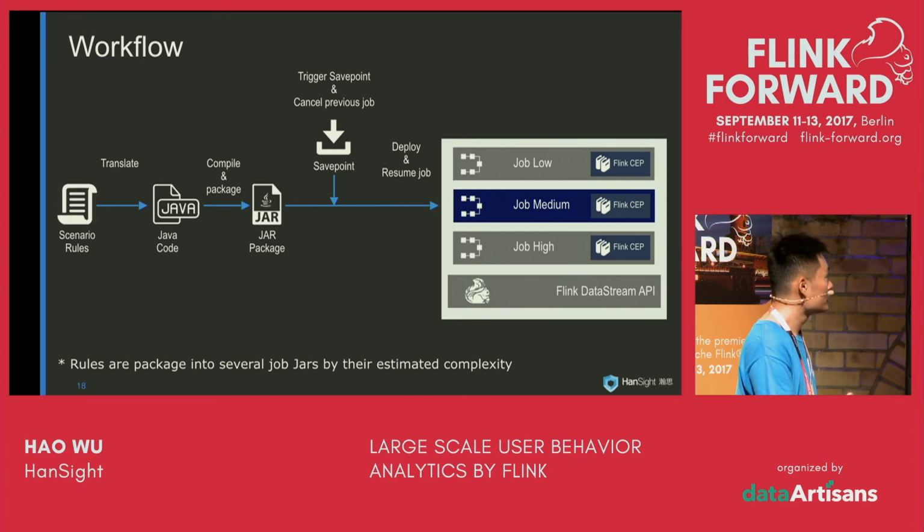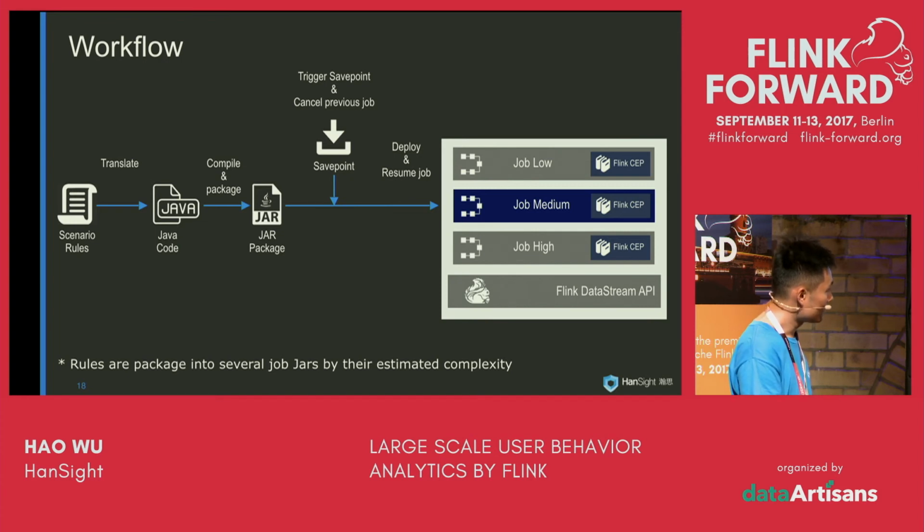And then you trigger the save point and cancel the previous job, and you deploy the new rule jar into Flink, and then you resume the job. So that's the whole process. The tricky thing is here. We designed a language and also a parser to parse that language into Java code, and that means you can compile and run this Java code dynamically on the fly. So this is the tricky part.